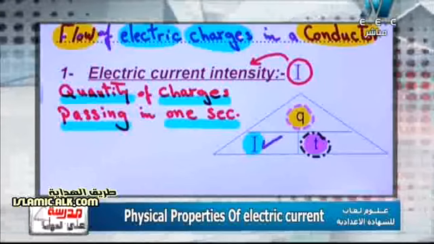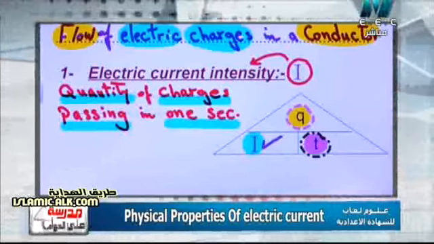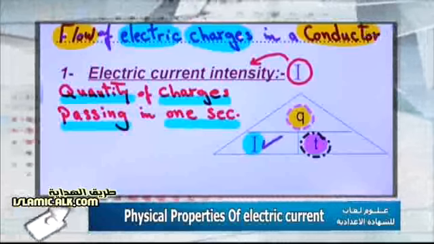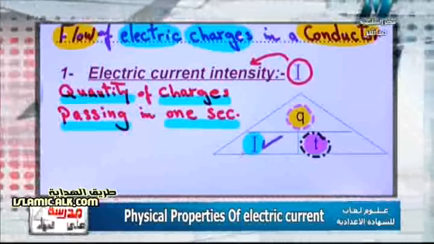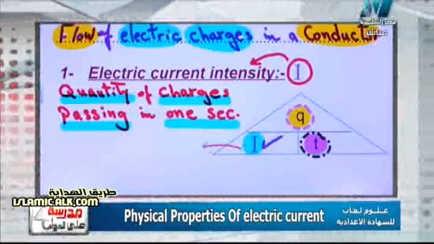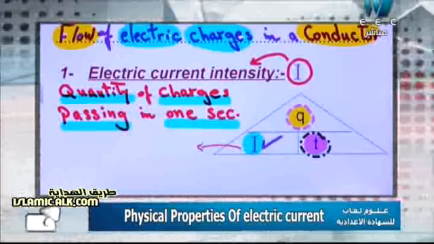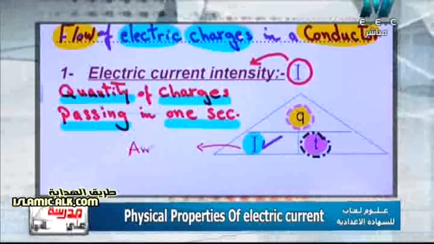So we know now we have measuring units. The measuring unit of the electric current intensity is what? The measuring unit here is ampere.